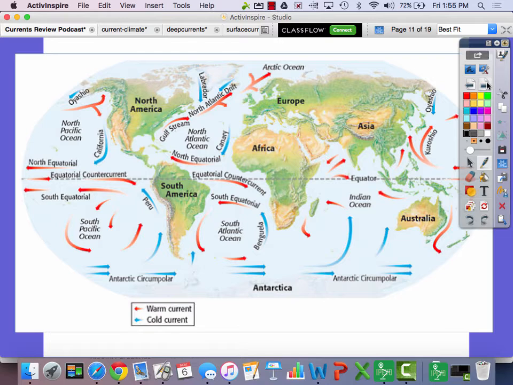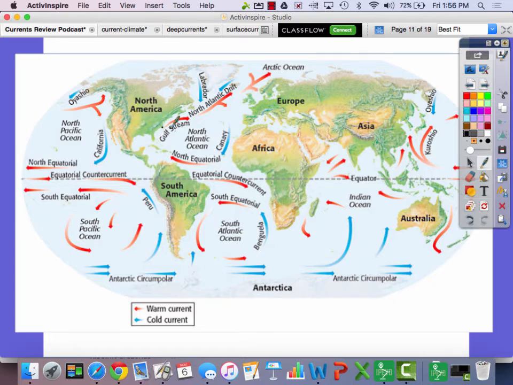So let's take a look back at that global map again. Let's pay attention to North America. We've got our Gulf Stream that's very, very important in our global conveyor belt. It's bringing in warm moisture from the equator. We've got our North Equatorial that's going up toward North America, turning into the Gulf Stream, bringing that warm moisture to the eastern side of the United States.